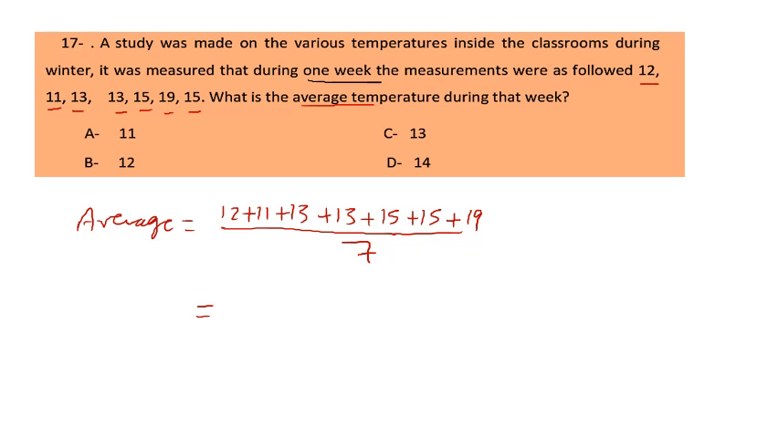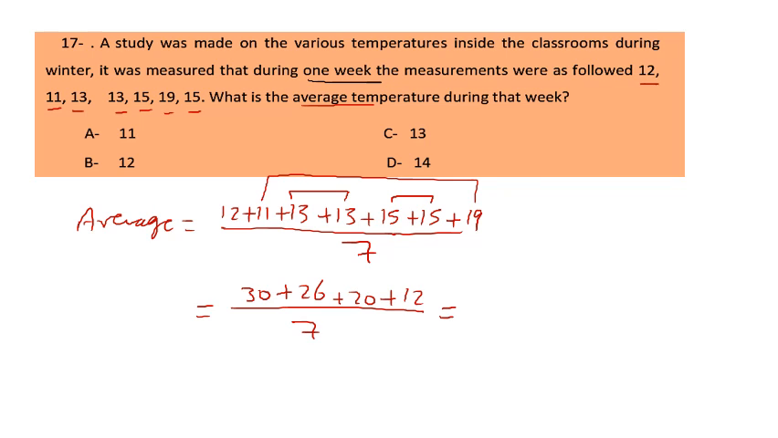Now, how can I do it without using a calculator? So 15 and 15 is 30. 13 and 13 is 26. 11 and 19 is 20. And I have 12, divided by 7. So 26 and 30 is 56, plus 32, divided by 7. So it's 88 divided by 7.